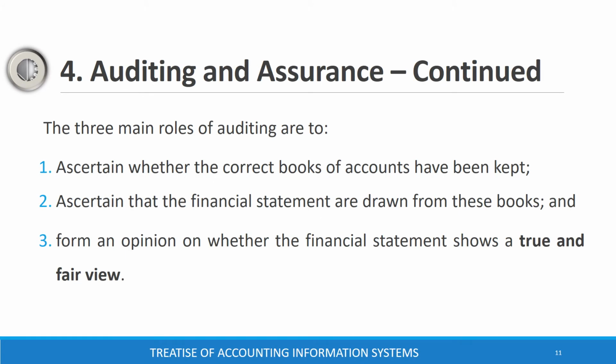Therefore, the 3 main objectives of auditing are to ascertain whether the correct books of accounts have been kept, to ascertain that the financial statements are drawn from these books of accounts, and to form an opinion on whether the financial statement shows a true and fair view.